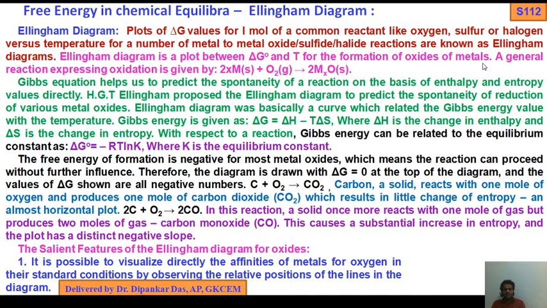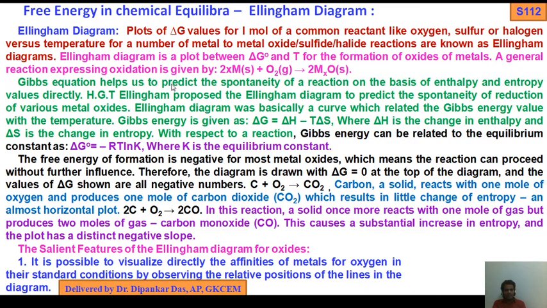So a plot of del G versus temperature of a common reactant like oxygen, sulfur, halogen, for a number of metals to metal oxides, sulfides and halides, is known as the Ellingham diagram. The Ellingham diagram is a plot between del G0 and T for the formation of oxides of metal. A general reaction expressing oxidation is given as 2xM(s) + O2 gives 2MxO(s), where the oxide is solid.